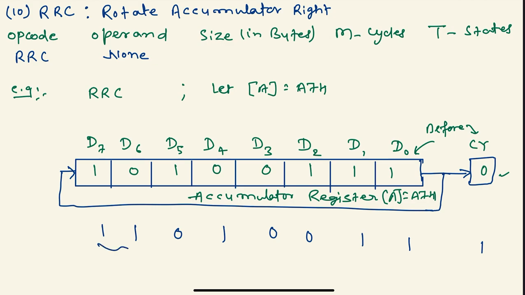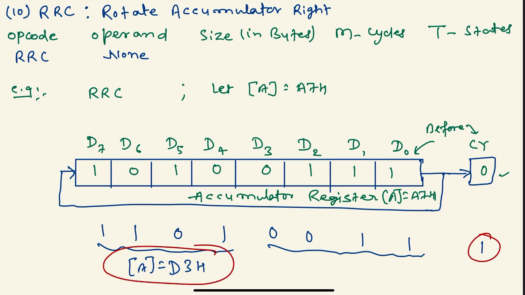Now if you see this 4-bit combination, how much is it? 8 plus 4 is 12, 12 plus 1 is 13. So the hex equivalent will be D, and the other 4 bits will become 0 0 1 1, which is 3. So D3H. The accumulator content after the execution of this instruction will be D3H, and the carry flag is going to be set.